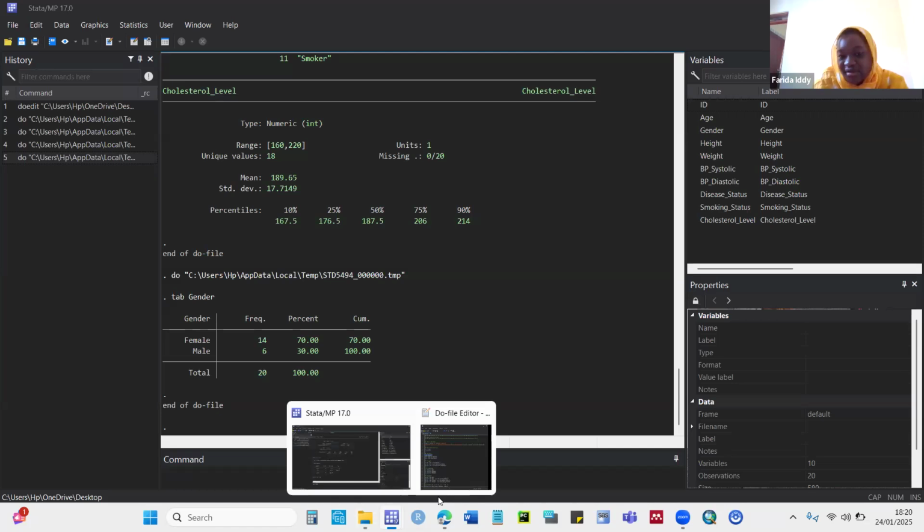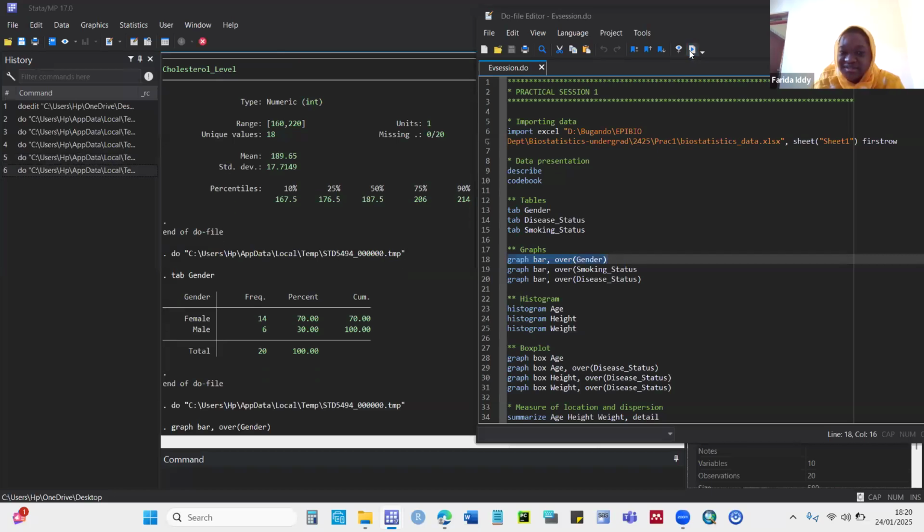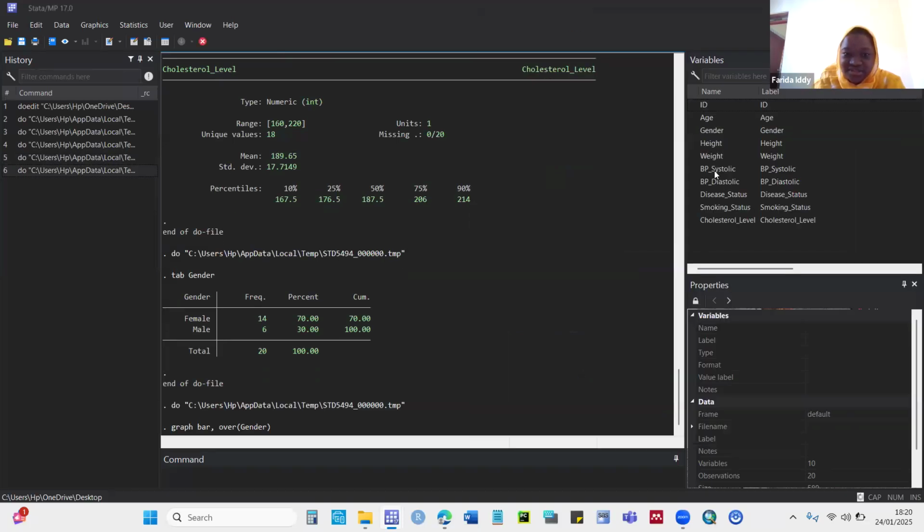But sometimes you may wish to have a graph instead of tables. So for example, if I want to draw a bar graph to represent frequencies, then I'll have this kind of graph.